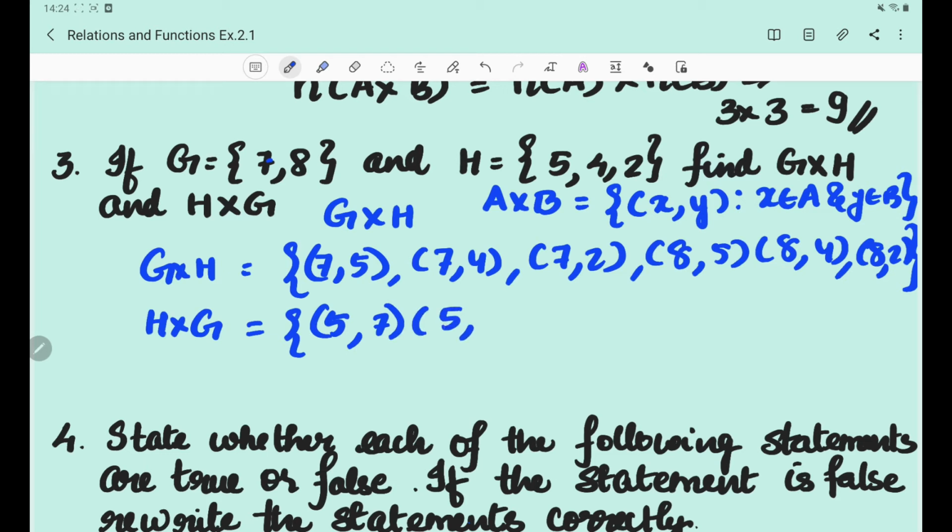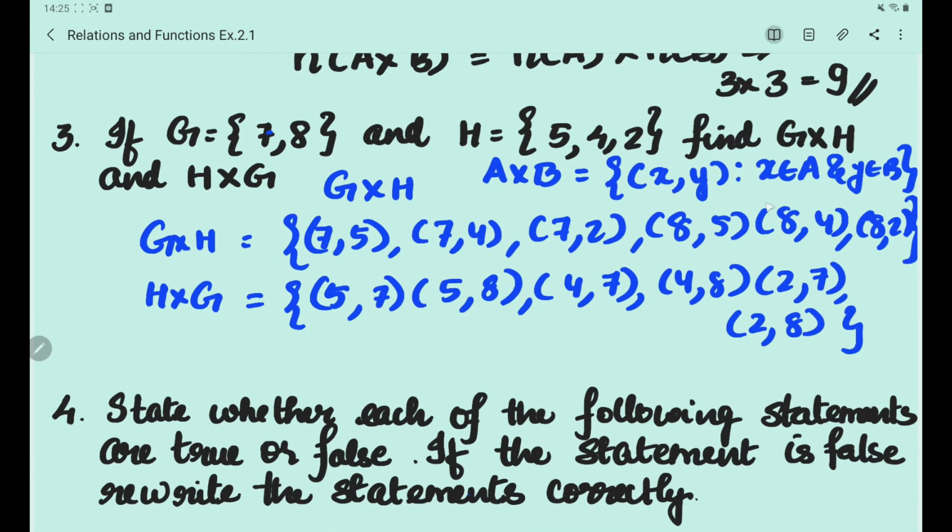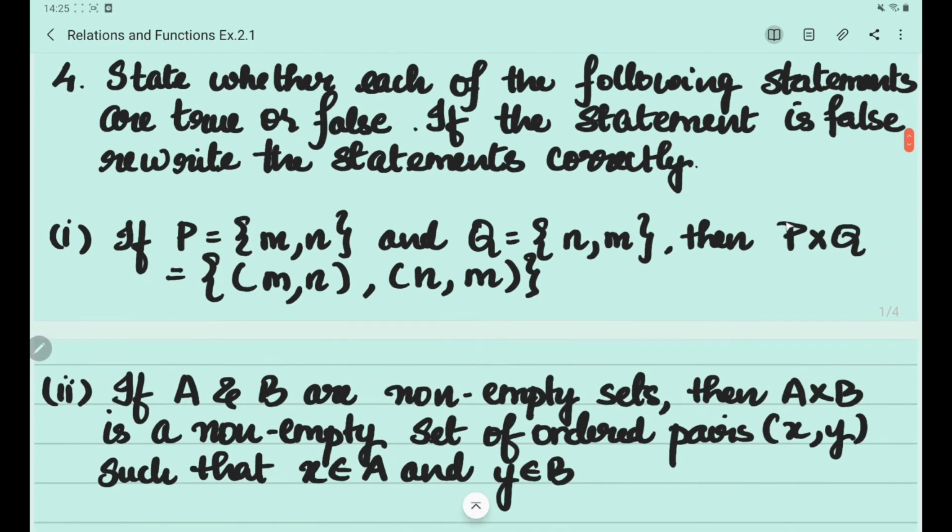The next possible relation is what? 5 comma 8. Then next one 4 comma 7. The next would be 4 comma 8, and the next one would be 2 and 7 and 2 and 8. So now we have found the answer for problem number 3. I hope it's clear. Now let's directly move to the fourth problem.